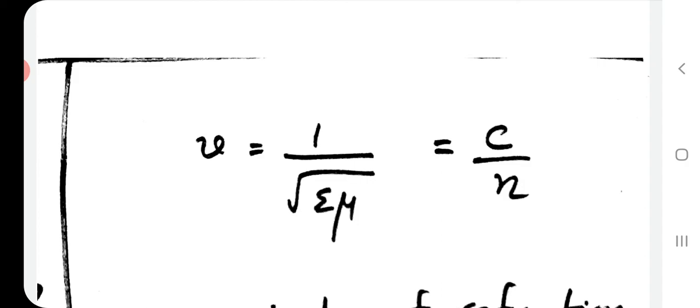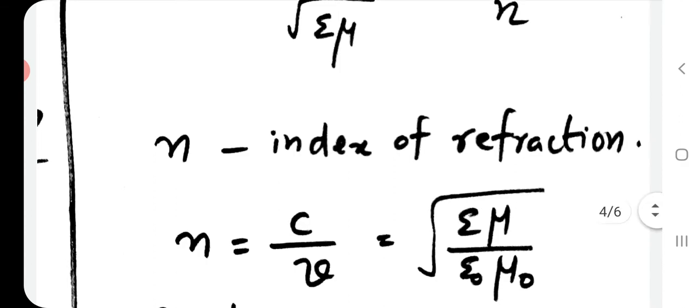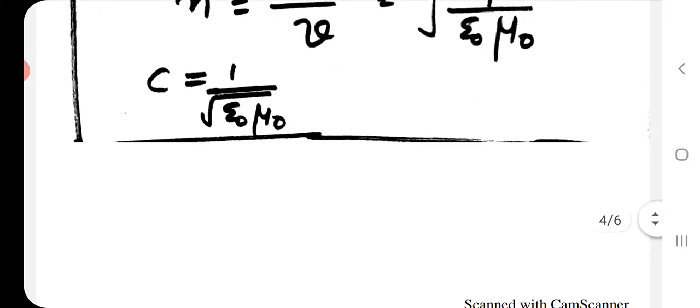And we know the index of refraction, n, is equal to velocity in free space divided by velocity in medium. So I can write V as equal to c by n, velocity in the medium. That is equal to 1 upon root epsilon mu. And we know c is equal to 1 over root epsilon 0 mu 0. So n is equal to c by v equal to root epsilon mu over epsilon 0 mu 0.